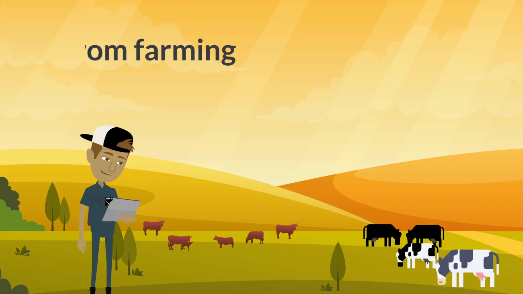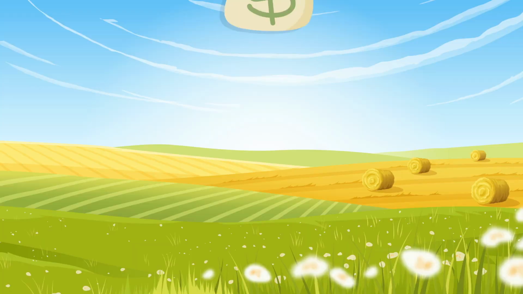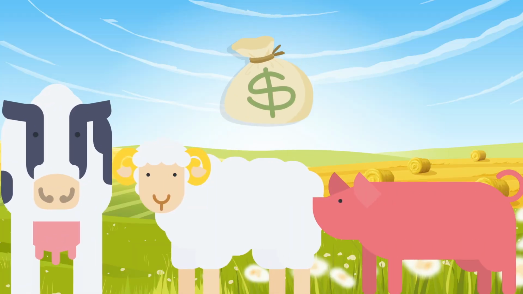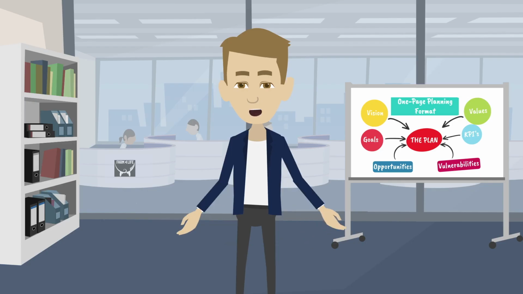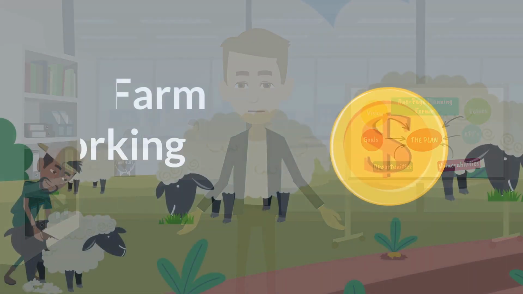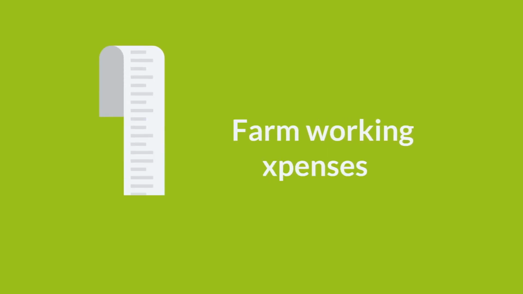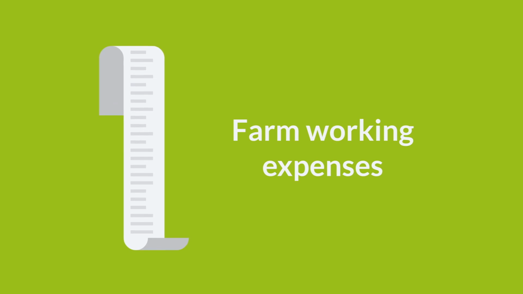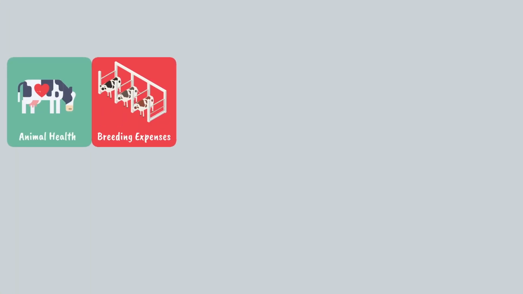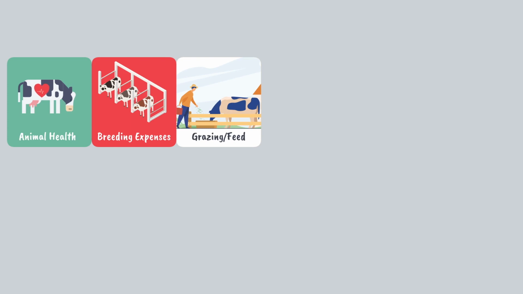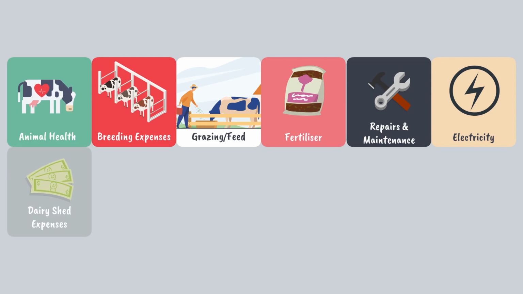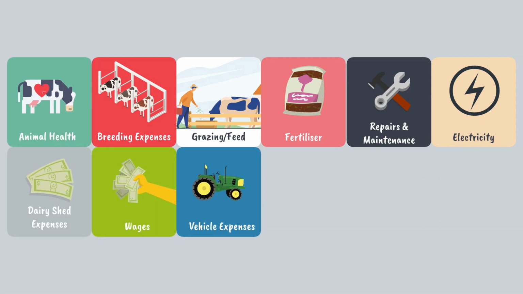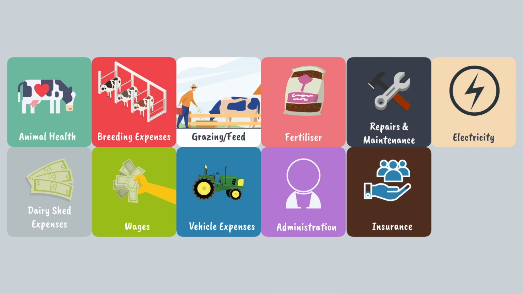Gross revenue. Your gross income from farming includes revenue received from the sale of produce and livestock, and farm-related goods and services that were either raised on farm or acquired for resale. Farm working expenses. Your farm working expenses include all your farm's cash working costs, excluding rent. They include animal health, breeding expenses, grazing and feed, fertilizer, repairs and maintenance, electricity, dairy shed expenses, wages, vehicle expenses, administration, insurance, rates.